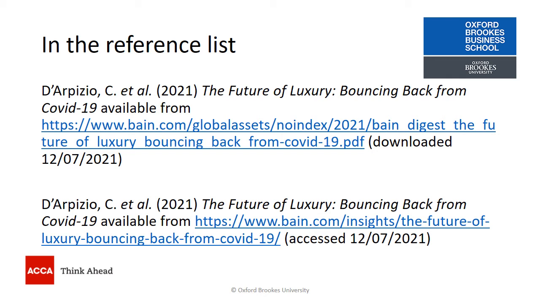Because we had downloaded that as a PDF, we give the date on which we downloaded that information. The second example here, again we give the name with an initial, and et al to indicate there were lots of authors, the date in brackets, we give the title of the article in italics, and because we've accessed that as web pages rather than a PDF, we just include the web address and then the date on which we accessed it.